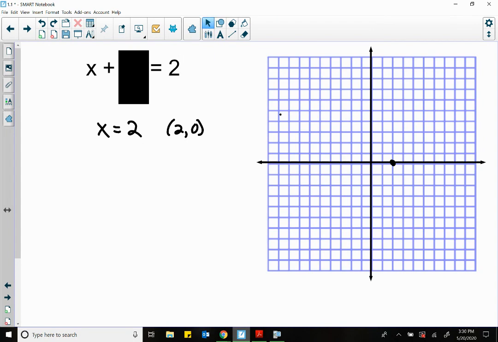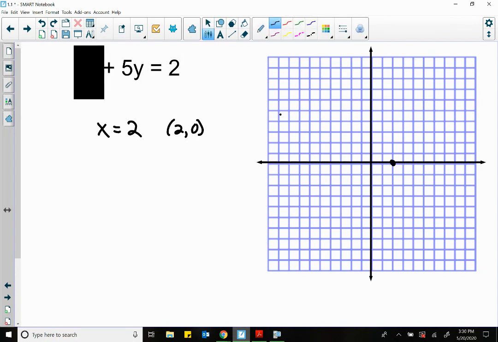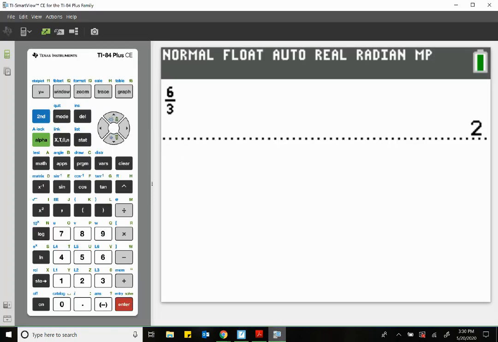Now let's talk about your y-intercept. So we cover up the x. What do we have left? 5y equals 2. So you divide by 5, divide by 5, and you find out that y is equal to 2/5. And now you're like, Mr. Armstrong, I don't know how to graph fractions. Yes, you do. All a fraction is just division. If you go to your calculator and you take 2 divided by 5, you find out that it's 0.4.